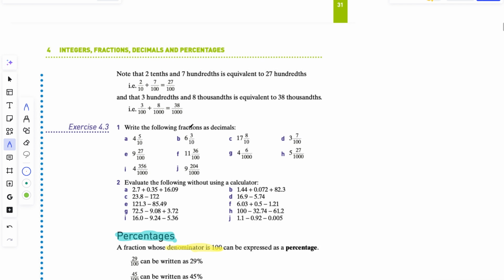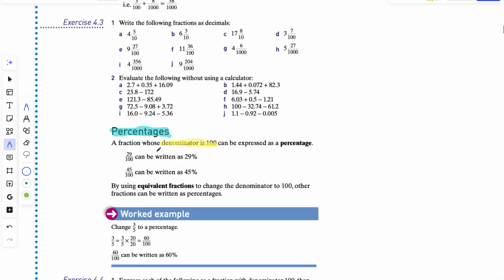Write the following fraction as a decimal. This is 4 plus 5 over 10. 5 over 10 is 1 over 2, which is 0.5. So this will be 4.5 if you change it to decimal. So this is what you do with this question.